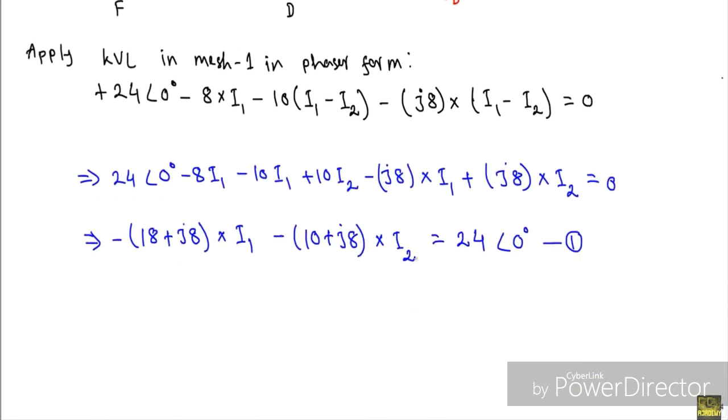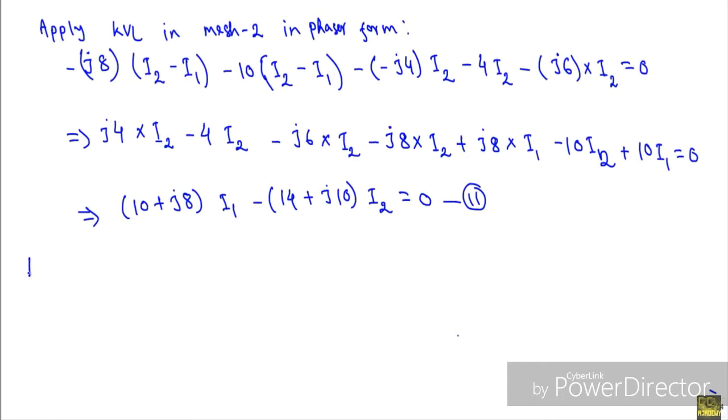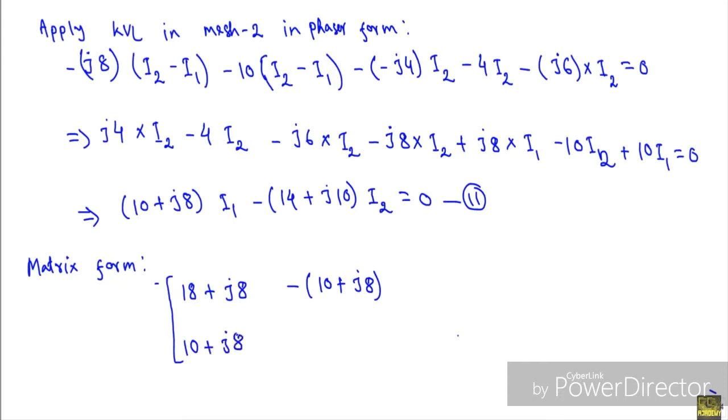Previously we deduced equation number 1 here. So if I write down equation 1 and equation 2 in matrix form, we can write it like this: 18 plus j8, minus (10 plus j8), 10 plus j8, minus (14 plus j8).